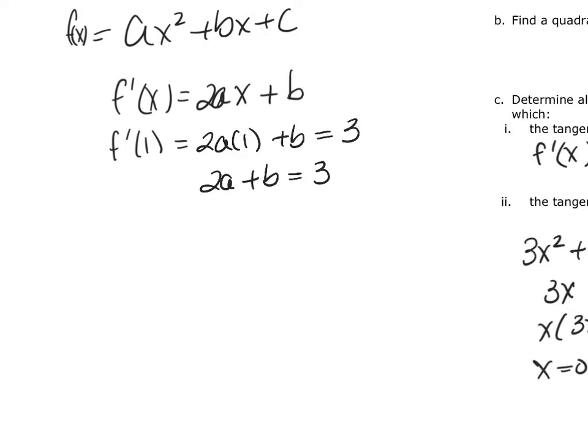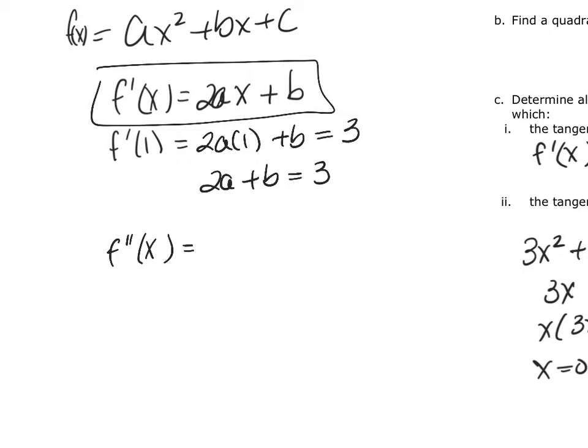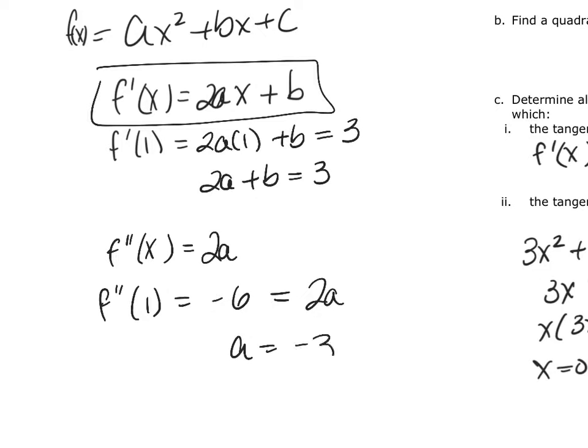So let's do the second derivative. f double prime of x. The second derivative is going to be what? What is it? No, what is the derivative right here of this? What is the derivative of that? 2a. But f double prime of 1 equals -6, which means that 2a must equal -6. So what does a equal?